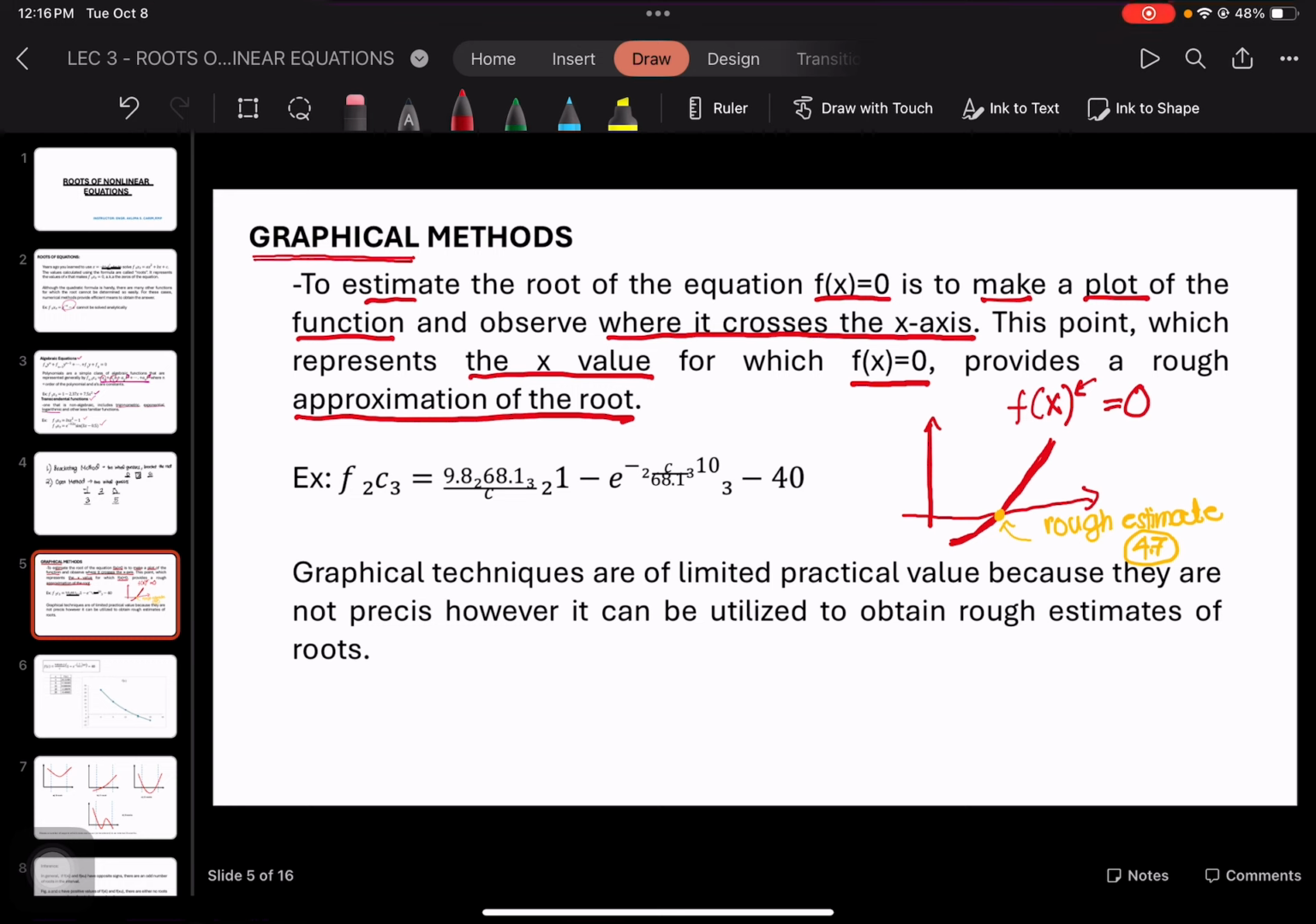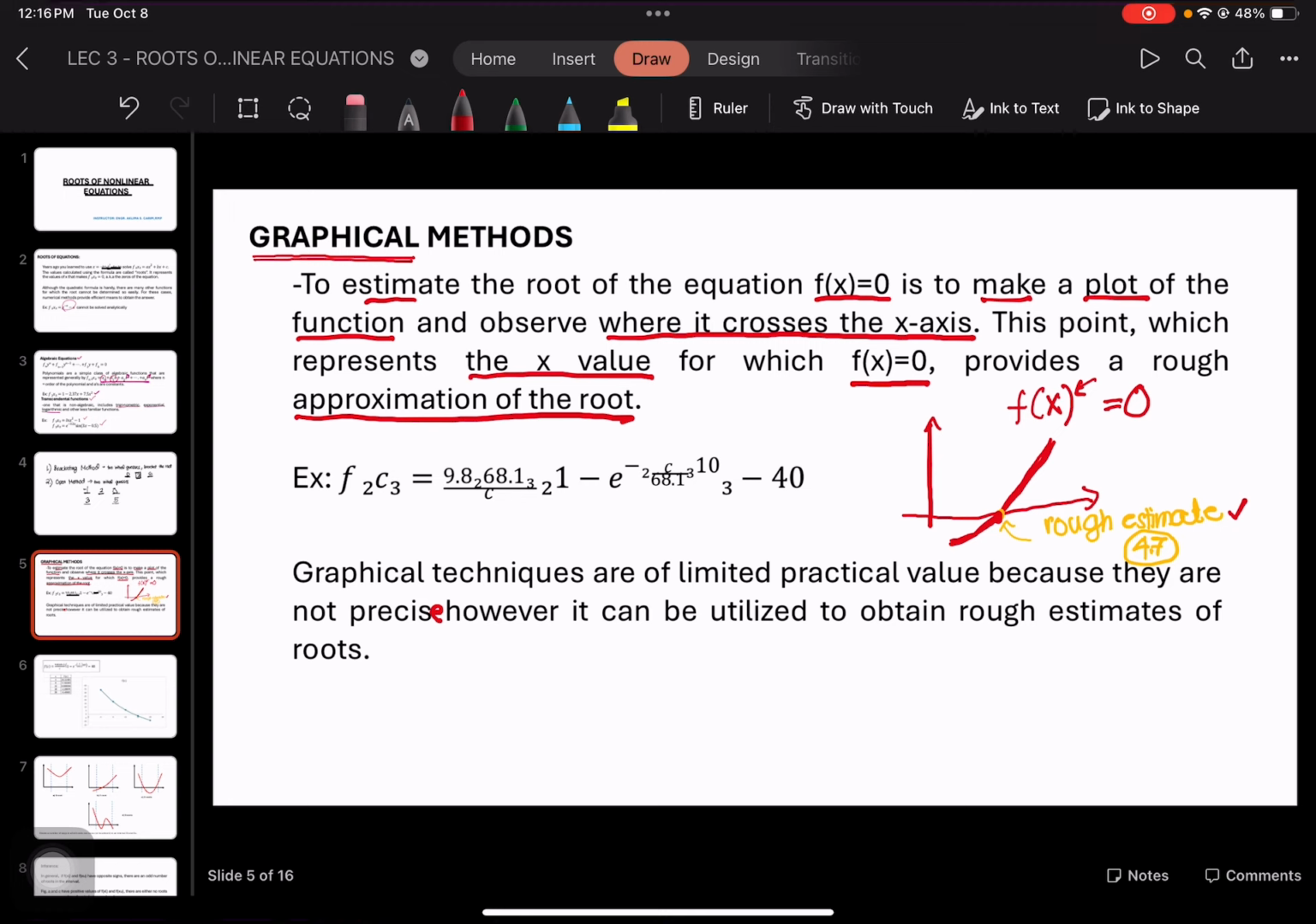However, maganda raw yung graphical techniques. However, they are not precise. Actually, when you use graphical methods and then gamitin mo yung own judgment mo to determine this one, rough estimate lang yung na-obtain mo na value. However, it can be utilized to obtain rough estimates of roots.